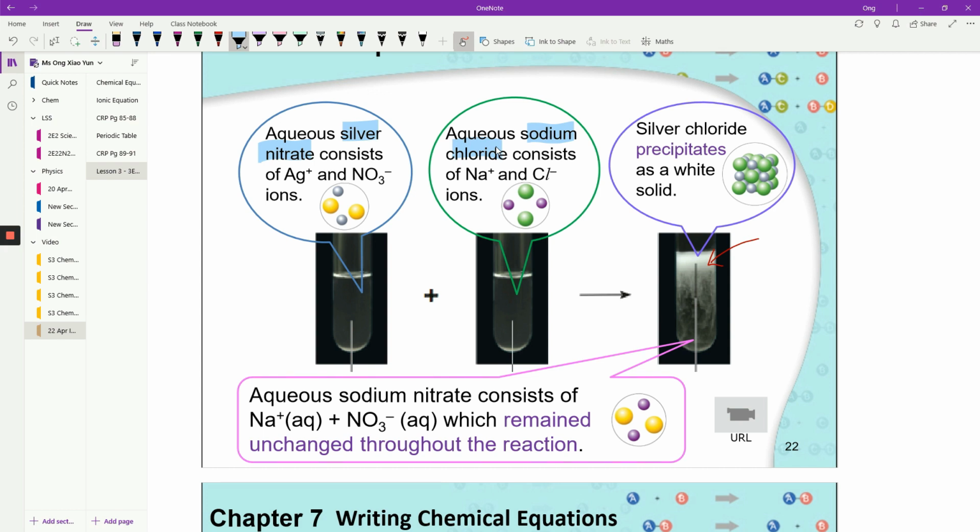They are both colorless solutions. After you add them together, you see a precipitate that forms. Okay, this is the white solid. There is also a colorless solution, which is the solution that contains the sodium ions and nitrate ions that remain unchanged during the reaction. Those, we call the spectators.